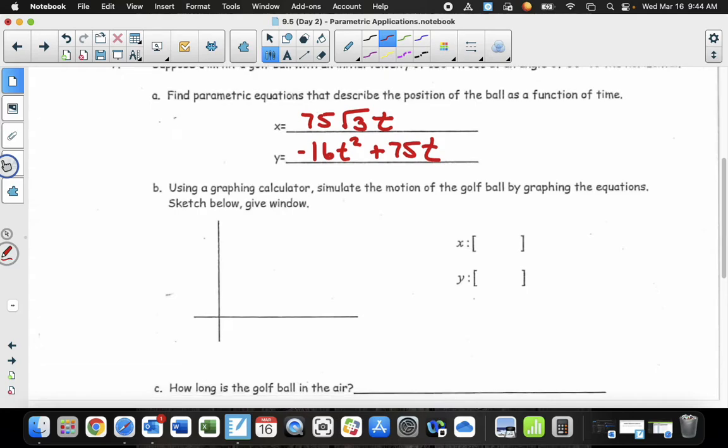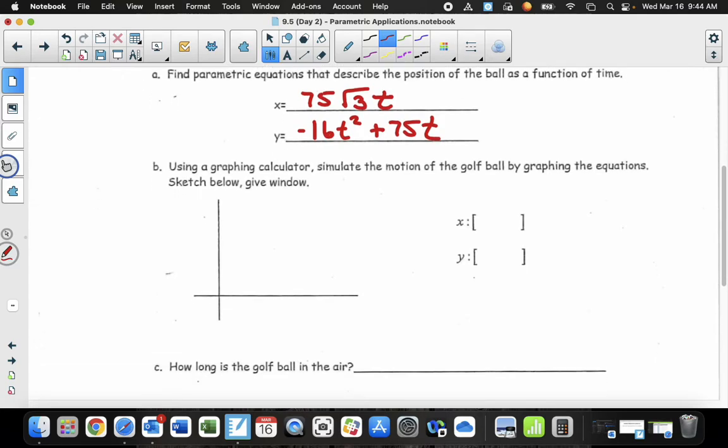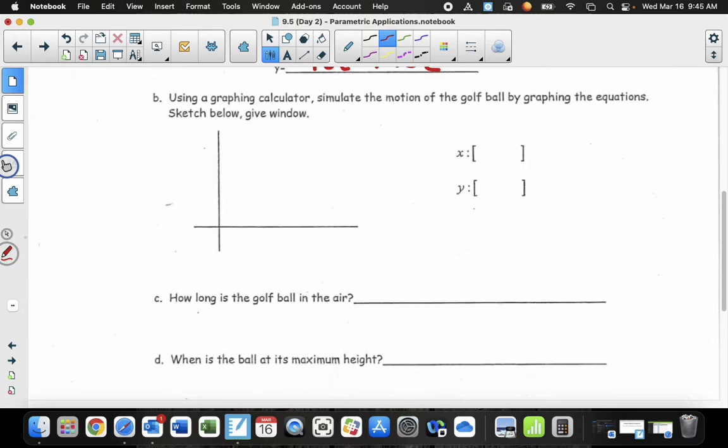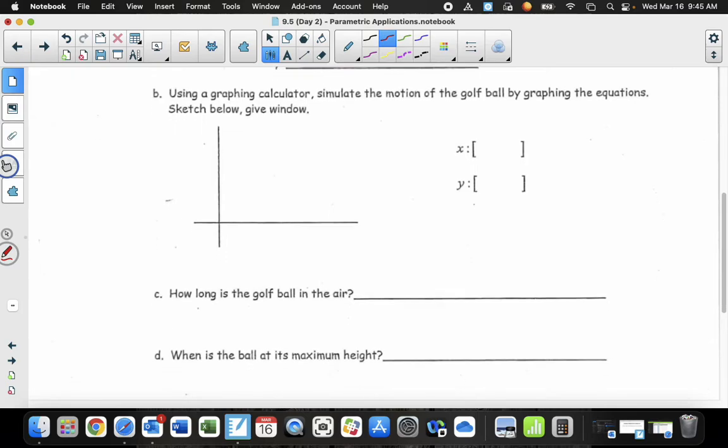So if you take a look. All right. Now, notice it says we're going to use a graphing calculator to simulate the motion of a golf ball. Before we do that, first question I have for you. Let's talk about X and Y, because we want to try to set up the window here a little bit. If you're thinking about X, horizontal distance, what do you think would be a good minimum value for X? What should we start at? 0, because that means it hasn't traveled anywhere. So we're going to go from 0 to something. What do you think is a good starting point?